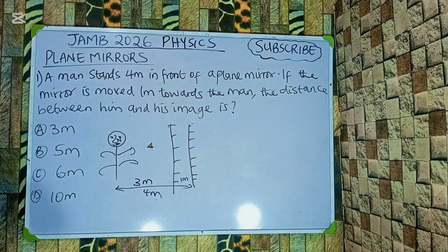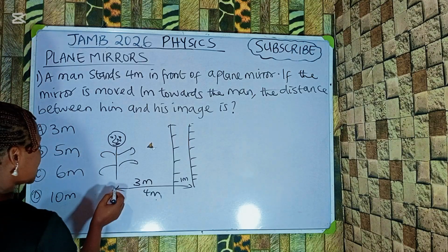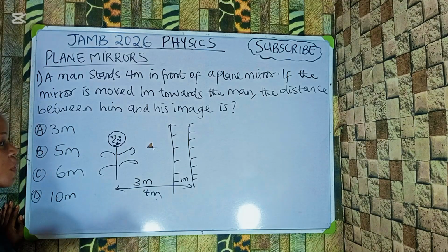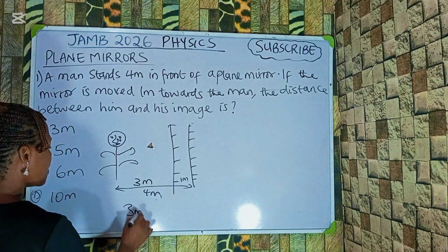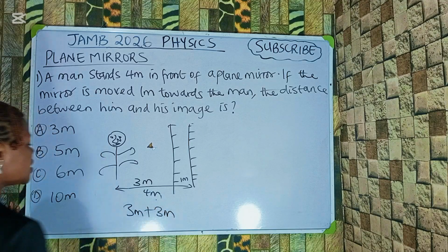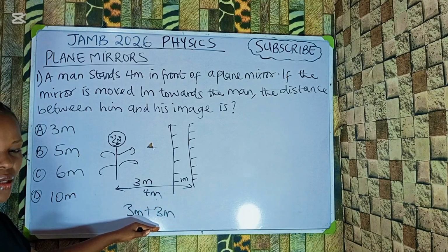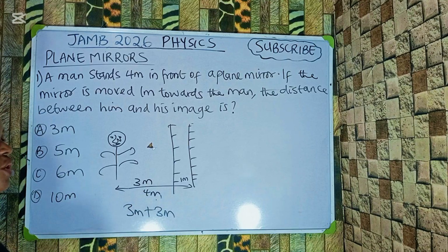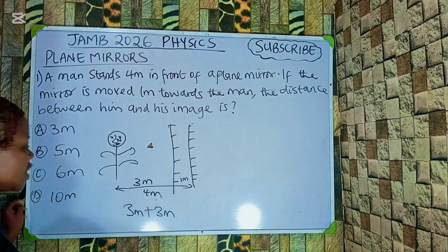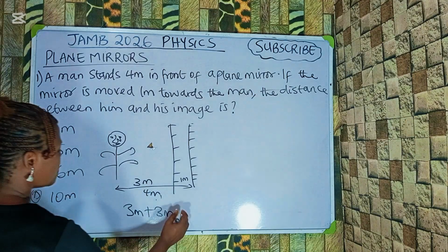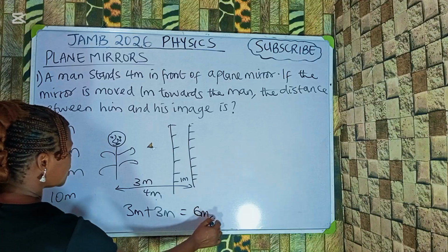So the distance between him and his image is what you're looking for. Look at the object here, and look at the plane mirror. So the distance between him and the image is going to be 3 plus 3. Why is this so? Because from the characteristics of a plane mirror, the image distance is the same as the object distance. So the distance between him and his image is 3 plus 3, making it 6 meters. Do you understand?